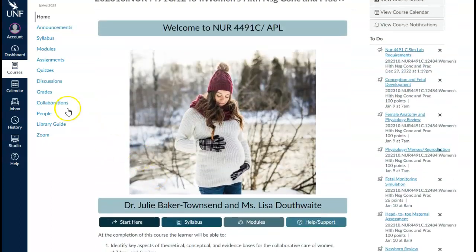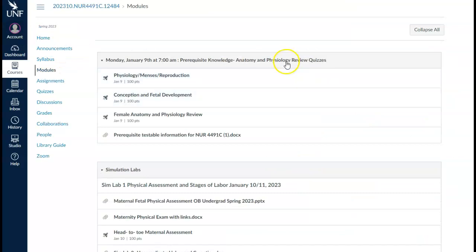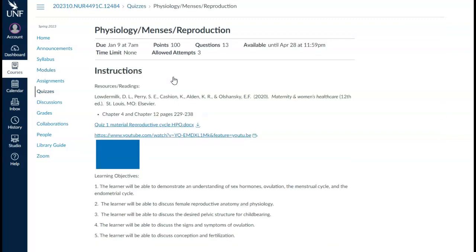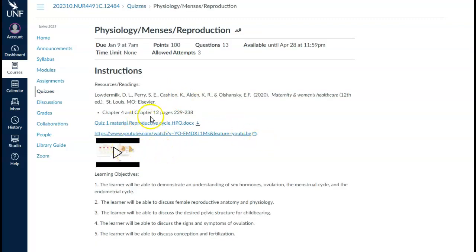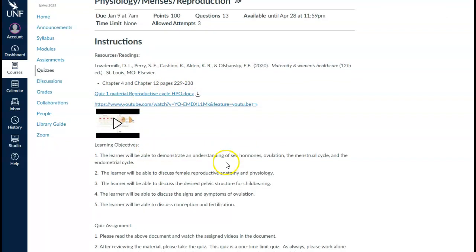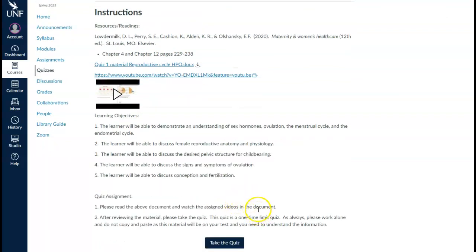Okay, so let's go on to modules. And if we go to modules, we can see that these three are due by Monday afternoon. Physiology of menses and reproduction. If we click on this, we can see it's a very short video, and it's just going back through what you learned in A&P 2. And you guys, you take this quiz once and done. You should get 100 on it. It's open book. It's not hard at all. And you already know this information.